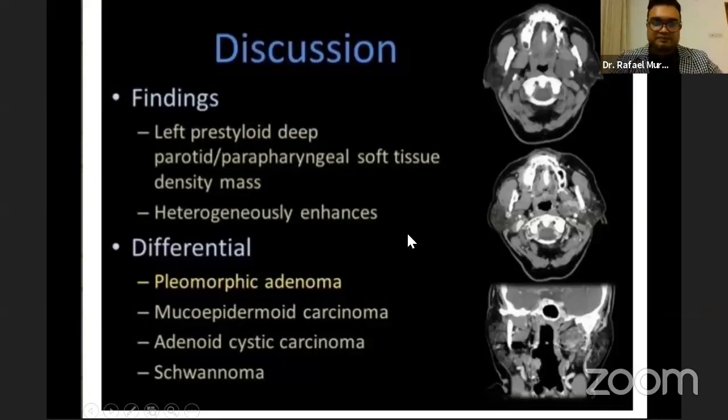Next slide, please, sir. So the findings are a left parotid deep lobe parapharyngeal soft tissue density mass, which is heterogeneously enhanced, and the differential diagnosis would be pleomorphic adenoma, mucoepidermoid carcinoma, adenoid cystic carcinoma, and schwannoma. So next slide, please.